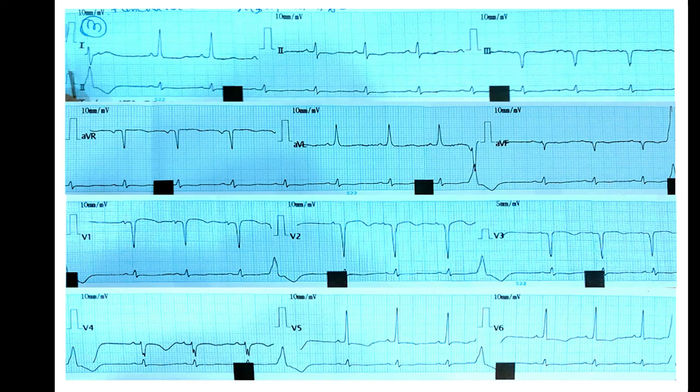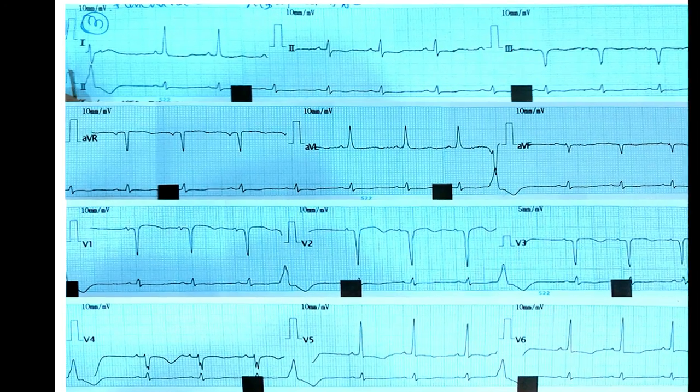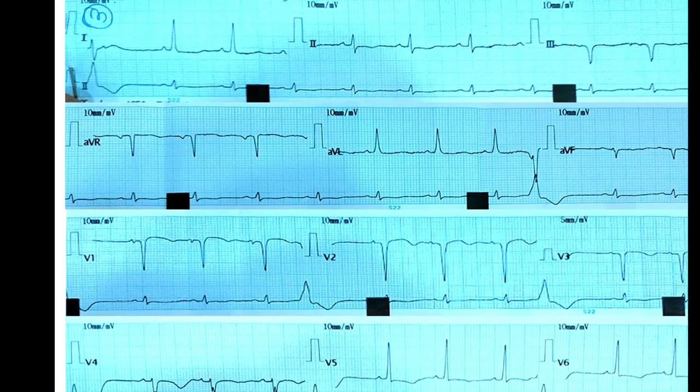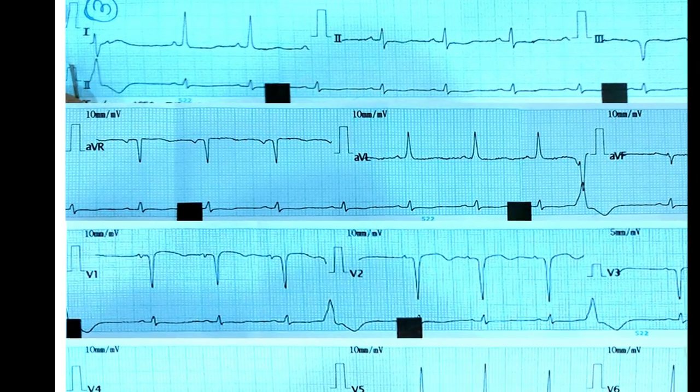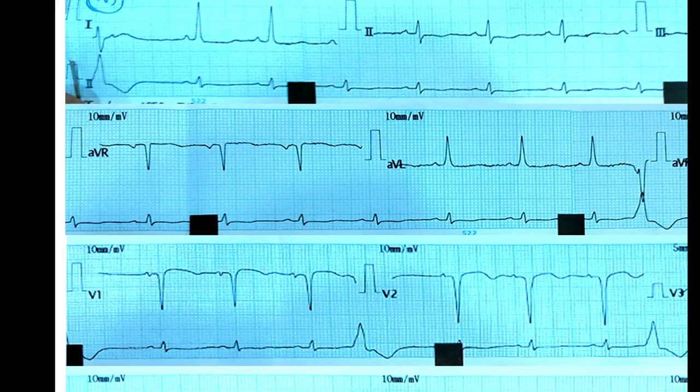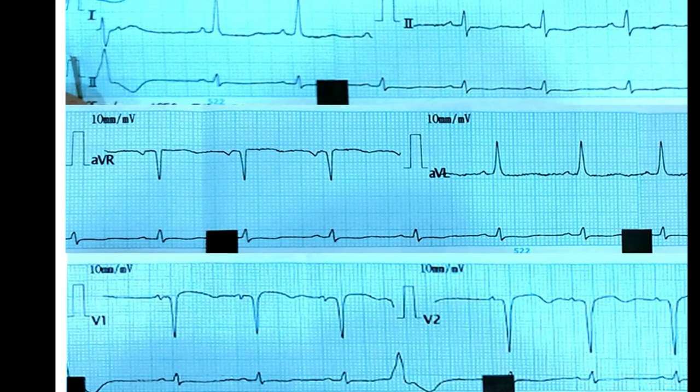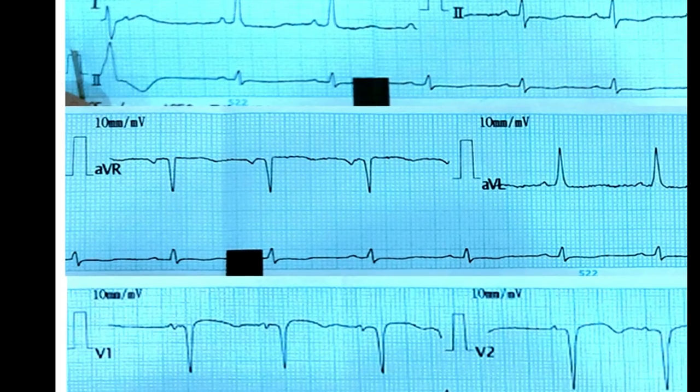Also make it a practice to always look in lead AVR. In AVR all the complexes should be inverted. P should be inverted, QRS should be inverted and T should be inverted. Like in this ECG, AVR is inverted, so it is a normal AVR.